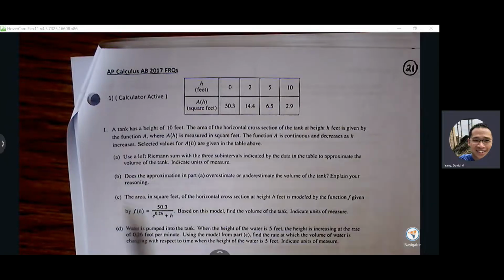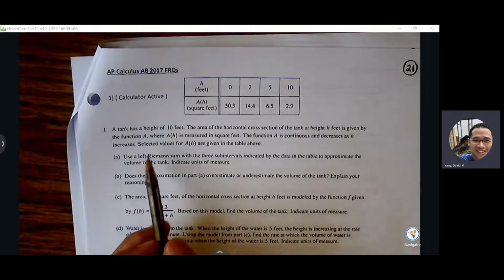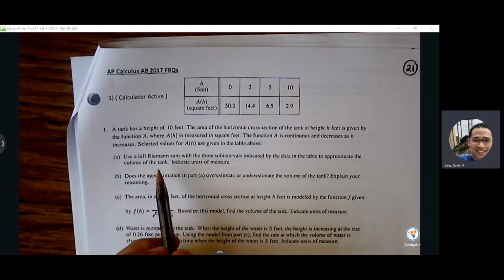Part A, use left Riemann sum with 3 subintervals indicated by the data in the table to approximate the volume of the tank. So it feels a little bit strange to do Riemann sum for volume because we usually associate left, right Riemann sum with area, right?